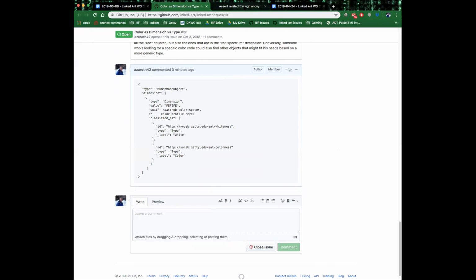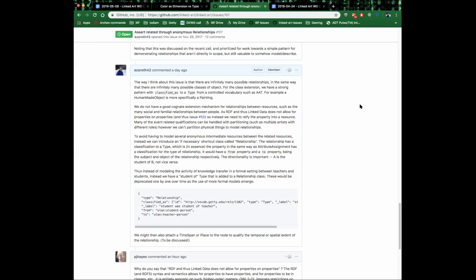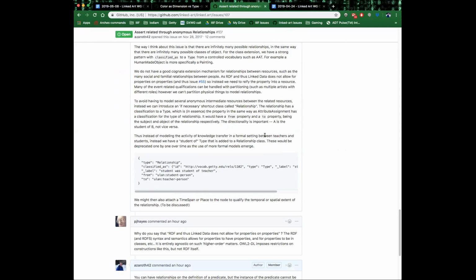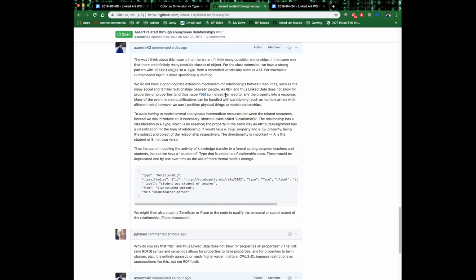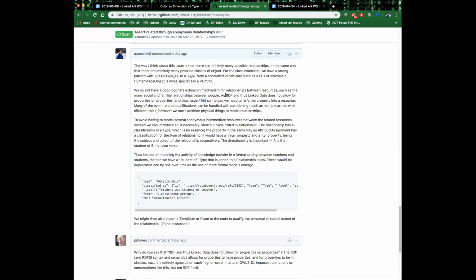In the last 5 minutes, I would like to at least look at the proposed pattern for relationships, because it will almost certainly be necessary for the Georgia O'Keeffe Showcase work. So this is issue 107, and the background is, we have CRM with a good sort of low-level ontology. For classes, we can use classified as to AAT concepts or similar to say that this human-made object is a painting and this human-made object is a sculpture.